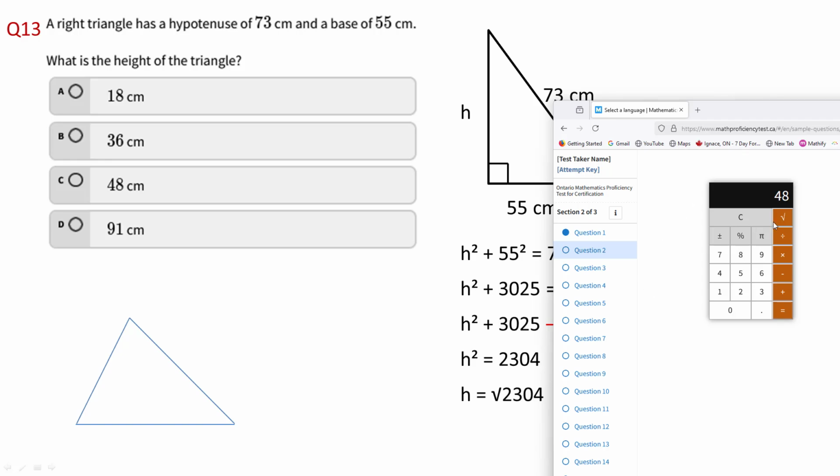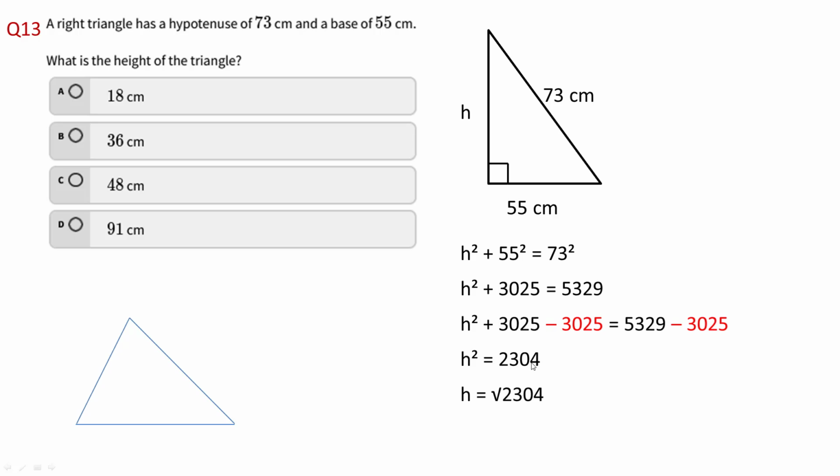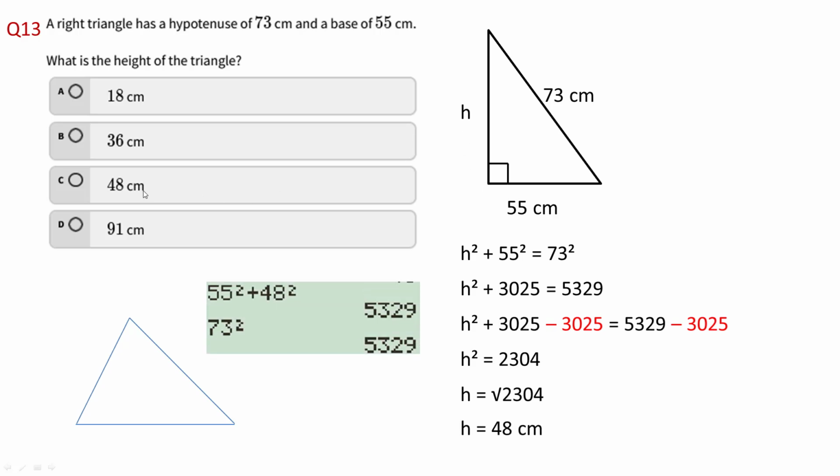The square root of that is just 48. In this calculator, you'd type the 2304 first and then hit the square root. A lot of modern calculators, you would go square root and then type the number in, but it's the opposite for the one that you're provided with here. So 48 centimeters is the height, which would be this answer right here.